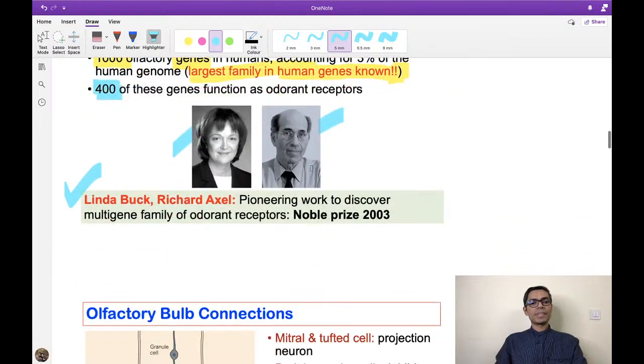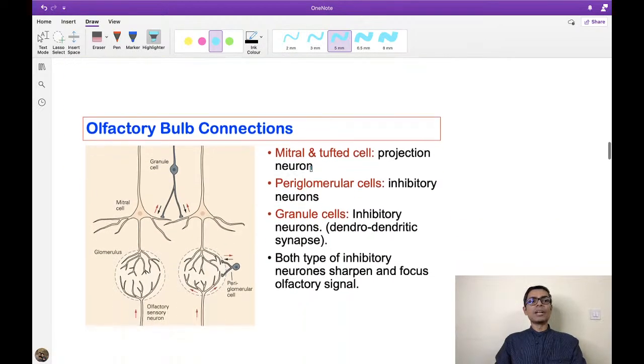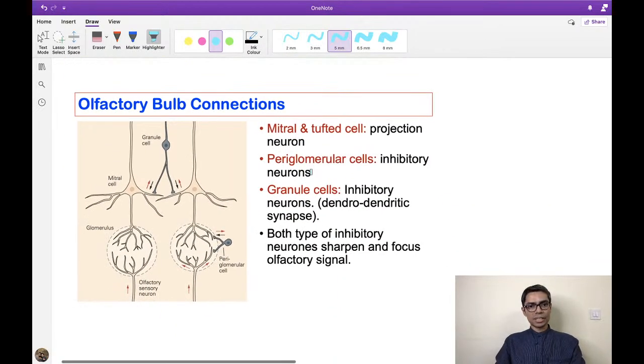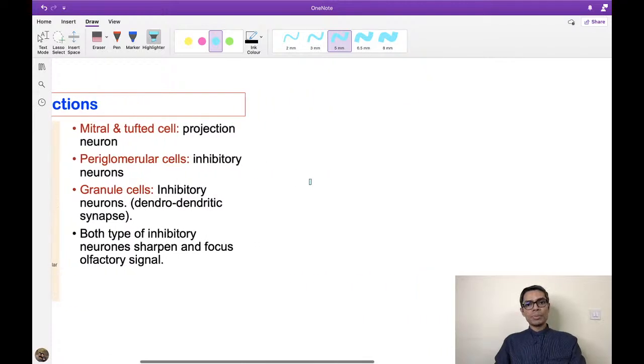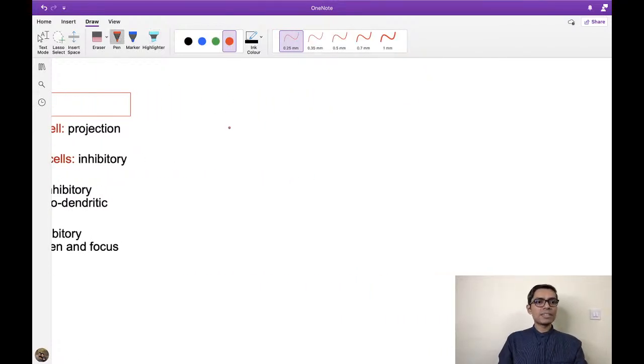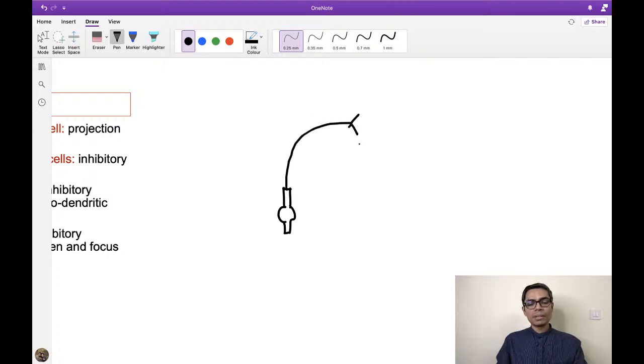Now we are entering the level of olfactory bulb connections. I'll come to the diagram, but before that, I will try to simplify these connections, as a quick revision. This is a bipolar cell, and the bipolar cell axon enters the olfactory bulb. I am drawing another bipolar cell, and again its axon enters the olfactory bulb.